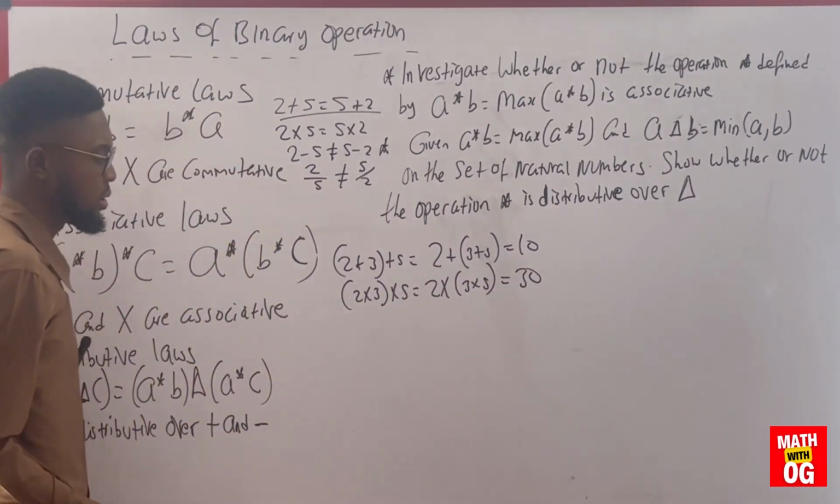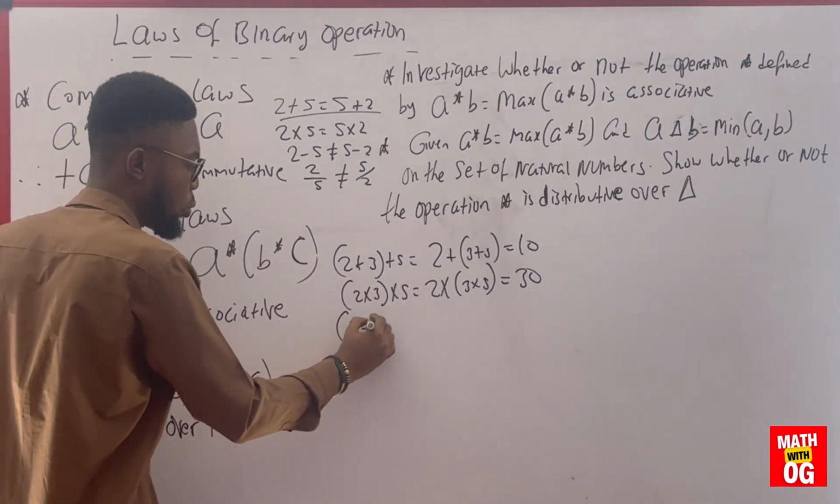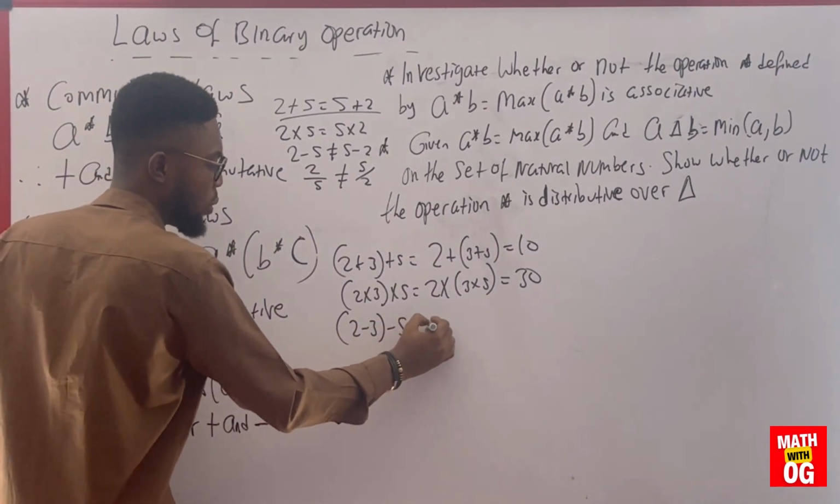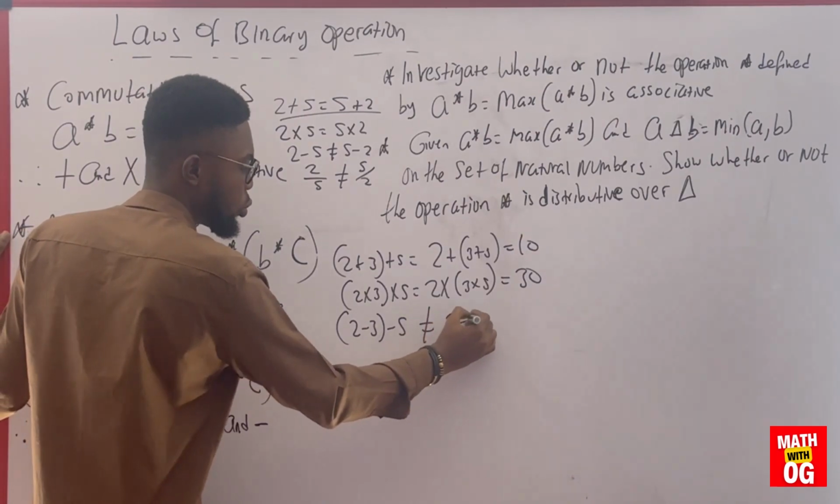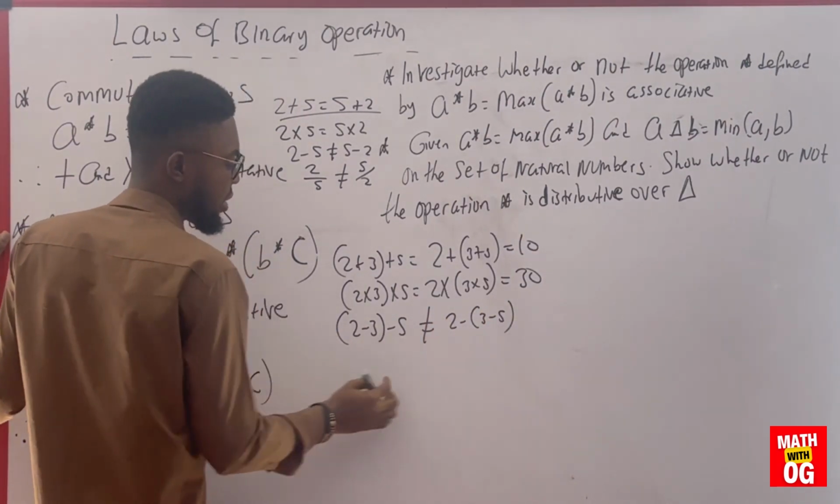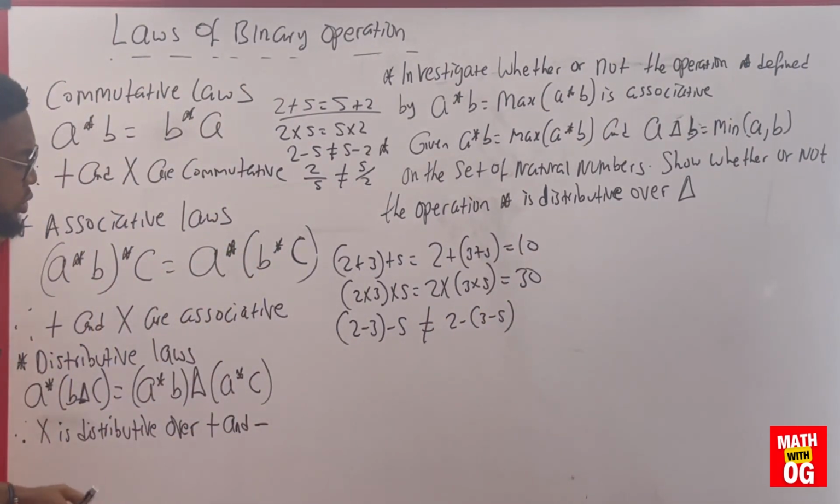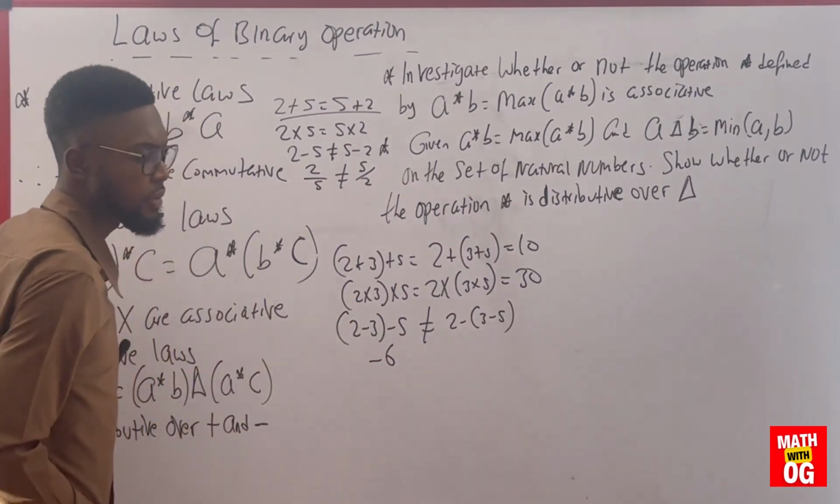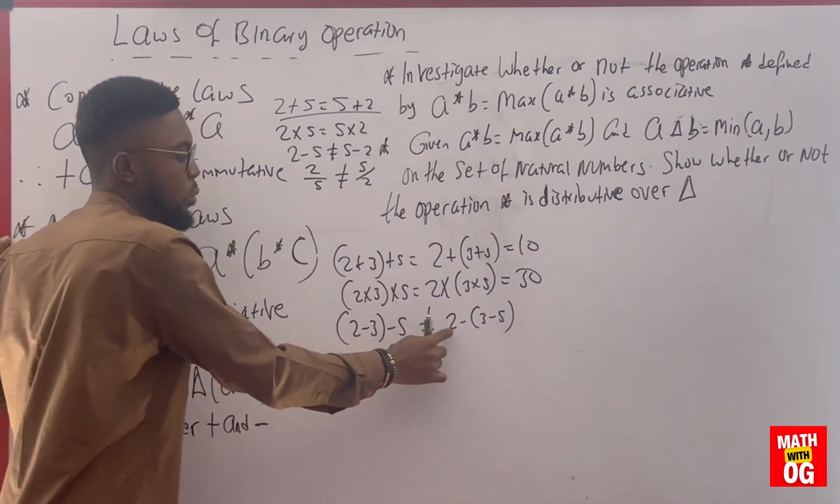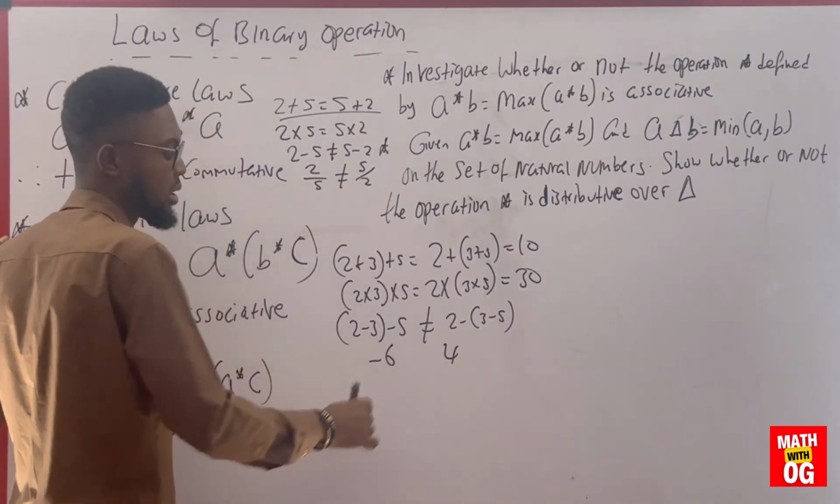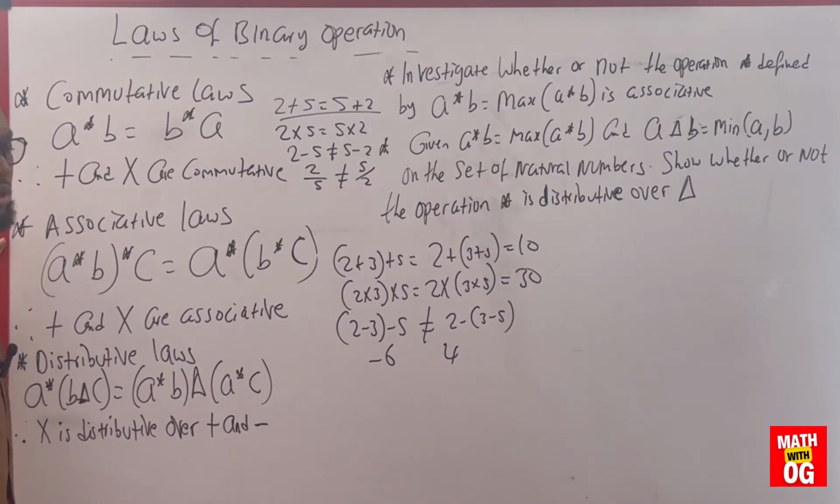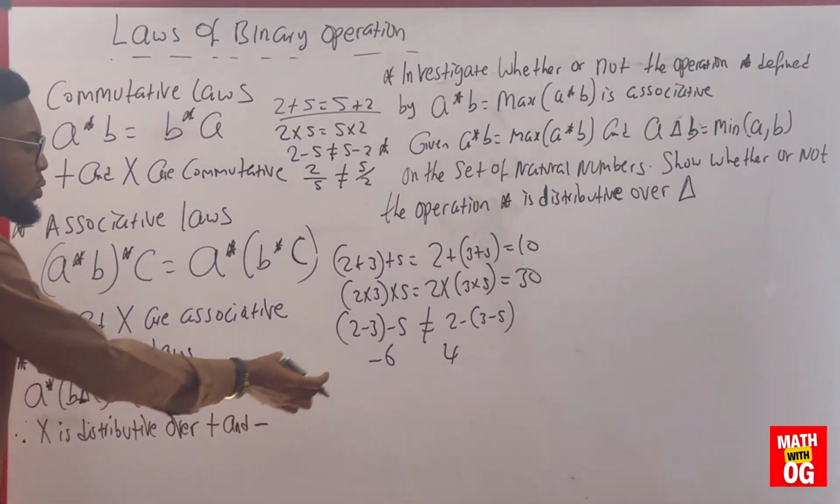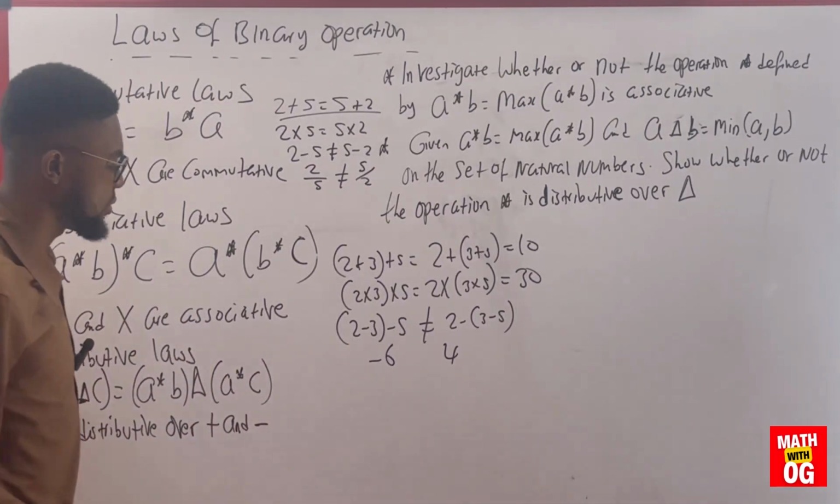So it is correct. However, (2 minus 3) minus 5 will not be equal to 2 minus (3 minus 5). 2 minus 3 is minus 1. Minus 1 minus 5 is minus 6. 3 minus 5 is minus 2. 2 minus minus 2 is 4. As you can see, minus 6 is not equal to 4. So subtraction is not associative.